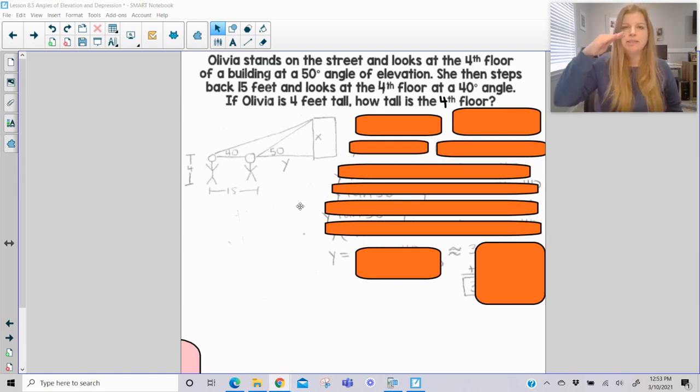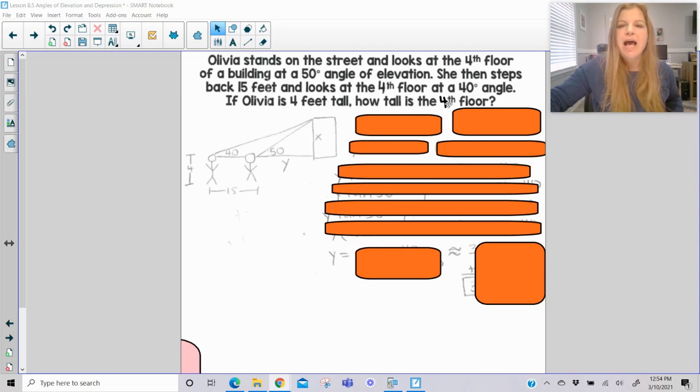I mean, if you were looking at something and you were close up, you have that angle there. And if you go backwards, that angle is going to get smaller. Okay. And we do know that Olivia is 4 feet tall. So the angle of elevation is obviously coming from her eyesight. It's not coming from her toes. So we have to make sure that this diagram, all these pieces together, really works.